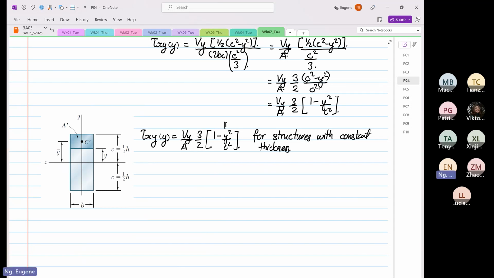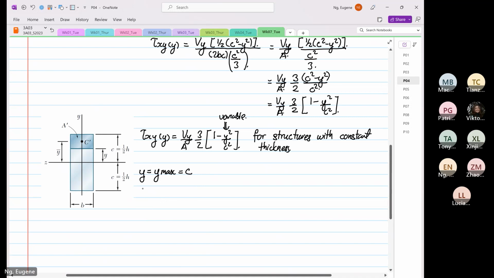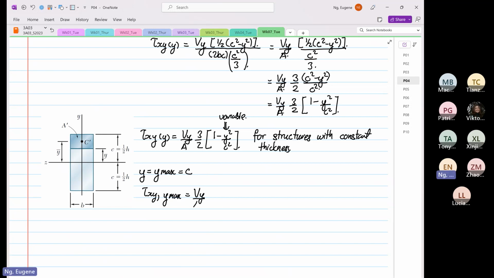And we know over here y is a variable, measured from the datum. So when y is equal to y max, which is equal to c, the top term is c squared. So the shear xy at y max will be equal to Vy over A, 3 over 2, and now we have 1 minus c squared over c squared. This will be equal to 0, because it's 1 minus 1.